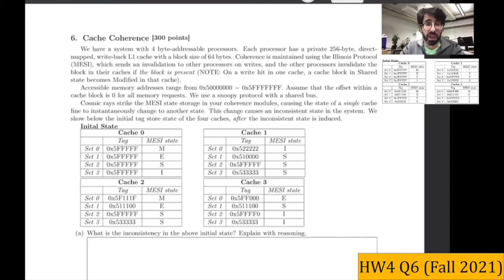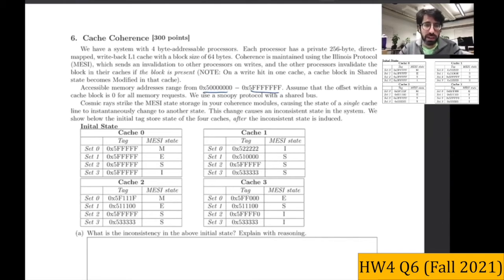Accessible memory addresses range from this address to this other address. Assume that the offset within a cache block is 0 for all memory requests. We use a snoopy protocol with a shared bus. So, cosmic rays strike the MESI state storage in your coherence modules, causing the state of a single cache line to instantaneously change to another state. This change causes an inconsistent state in the system.